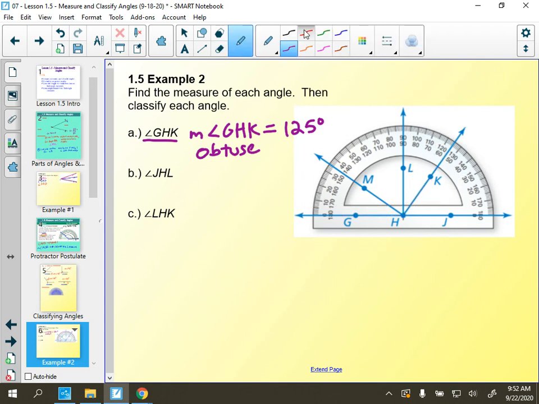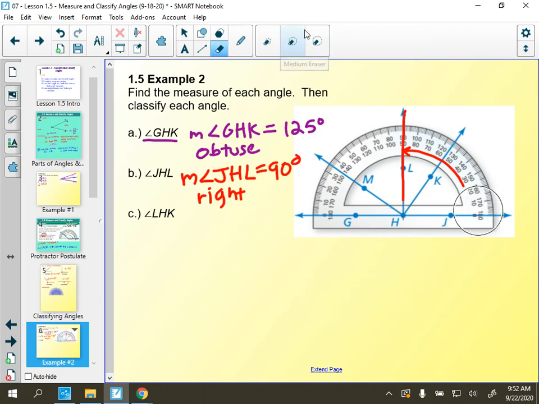All right, I'm going to clear this off here, and let's look at our next couple. So that's the process here. Angle J, where is it? J, H, L. So again, if I'm starting at 0, I'm working with the inside numbers now, working myself over to this one. It looks to be exactly 90, so the measure of angle JHL equals 90 degrees. That makes this a right angle.